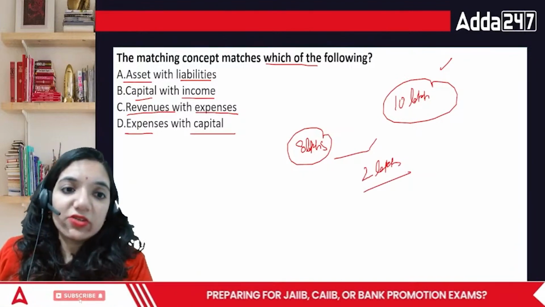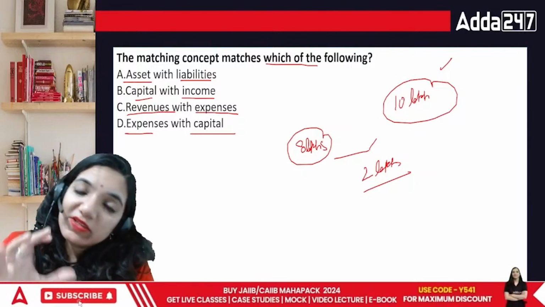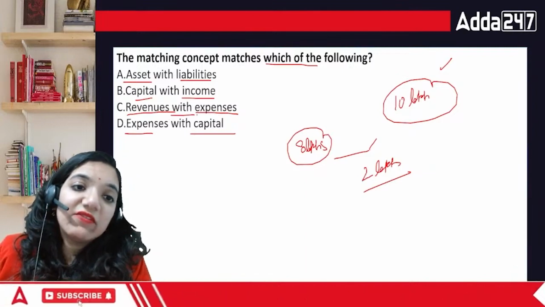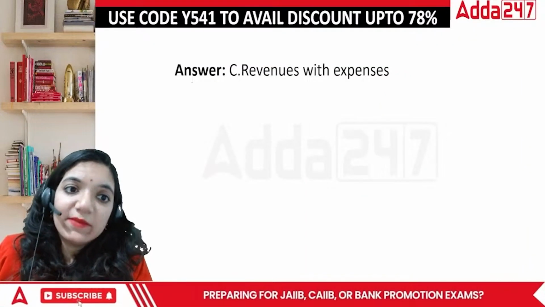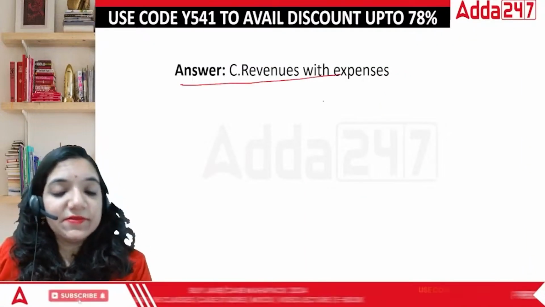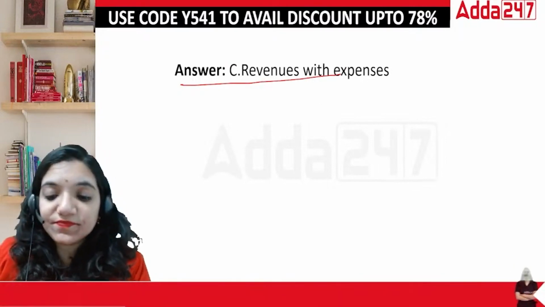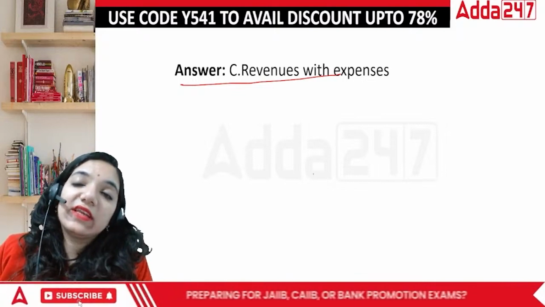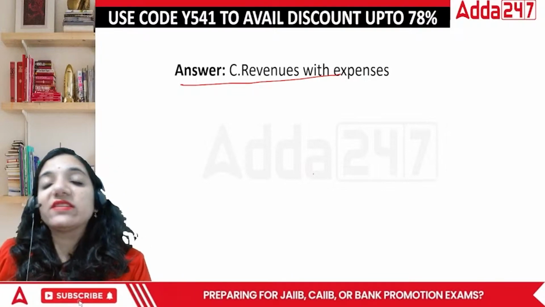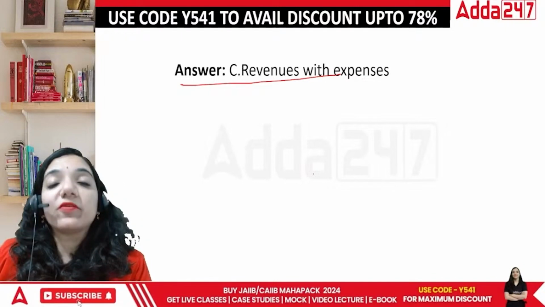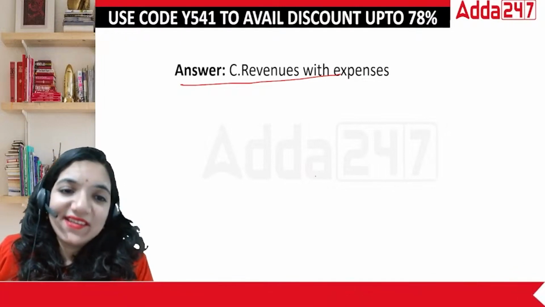Not previous year, not current year or anything. This is purely based upon current year situations. So in this case, the answer is revenue with expenses. That's the correct answer, isn't it? Done, everyone? So this is matching concept. The current year income and current year expenses will give us the current year profit and loss account, giving us the information regarding current year profits on which we pay income tax.